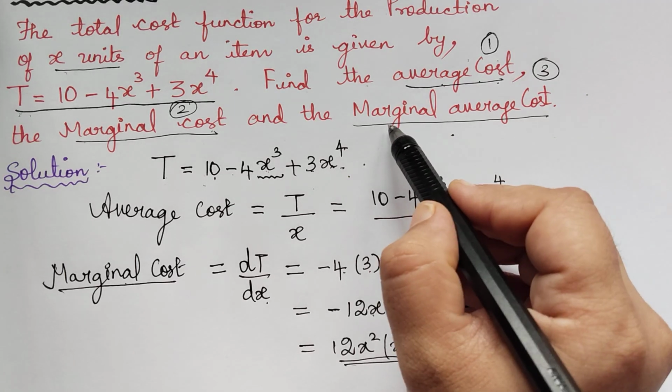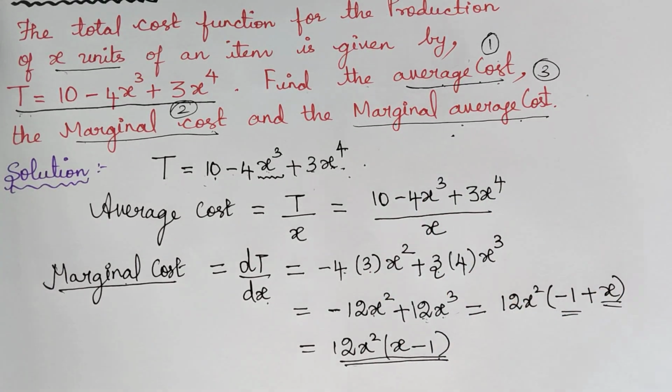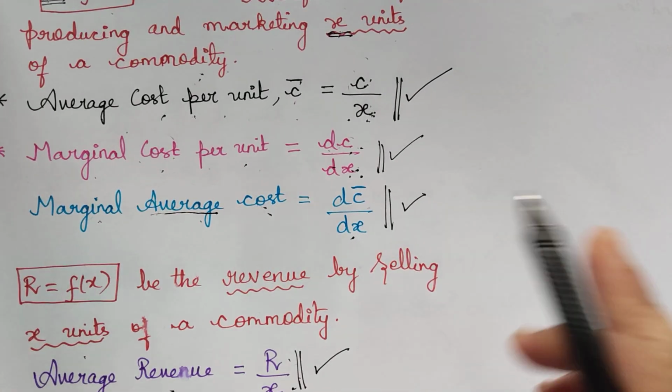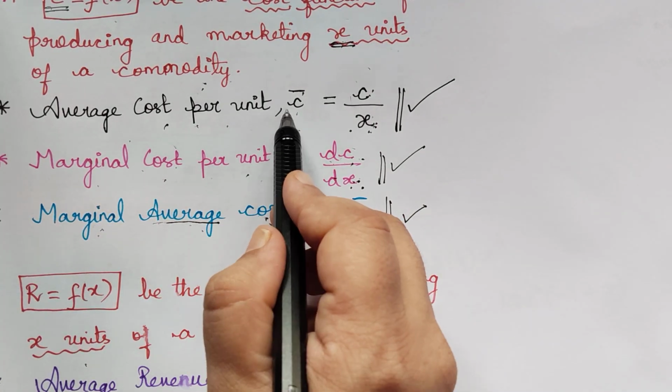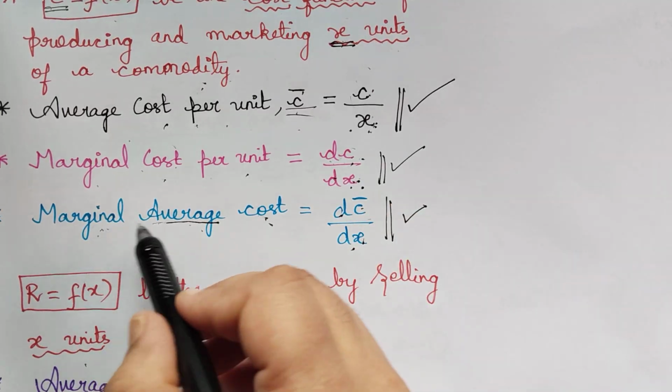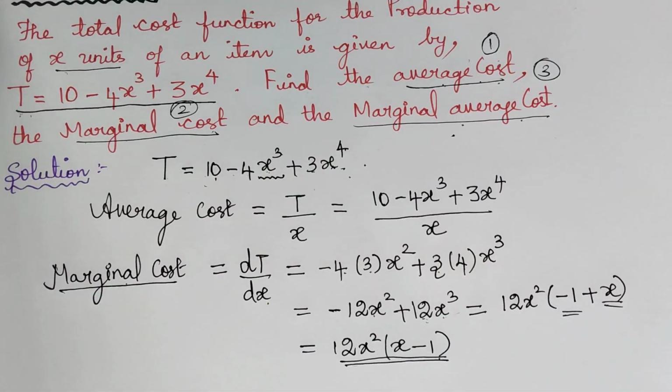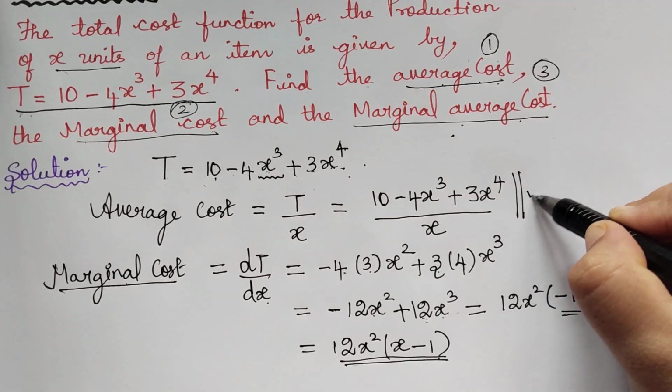So the next question is to find the marginal average cost. So what is the formula? It is the differentiation of the average cost. Marginal average cost is obtained by differentiating the average cost. So now here we have calculated the average cost. So this is the average cost.